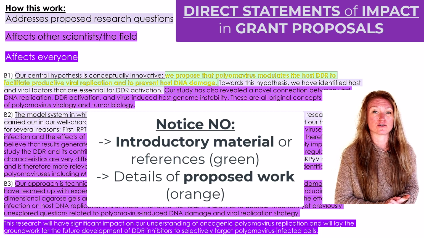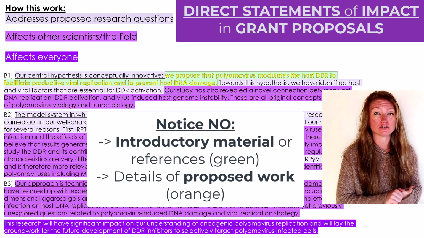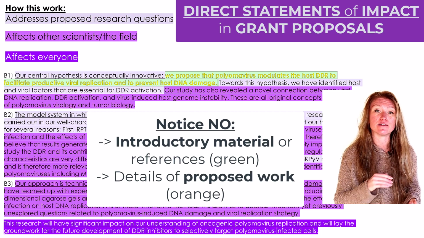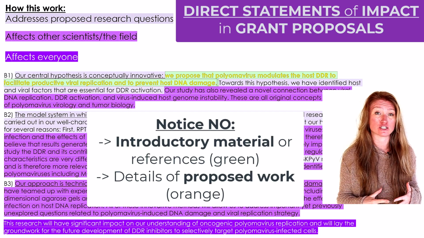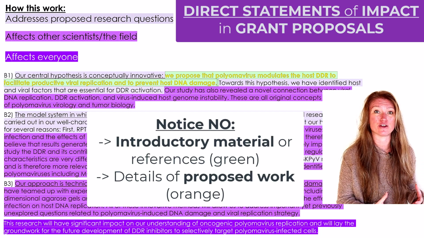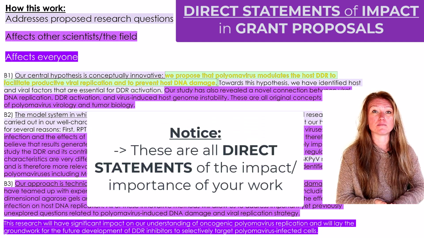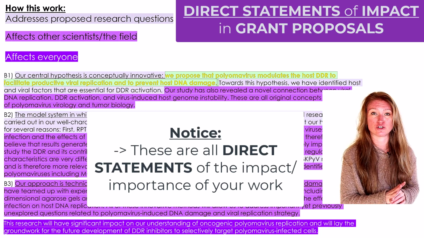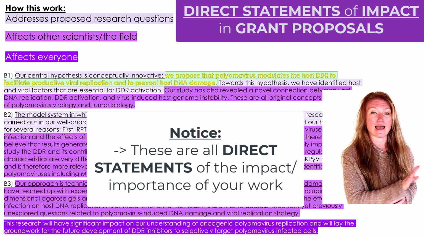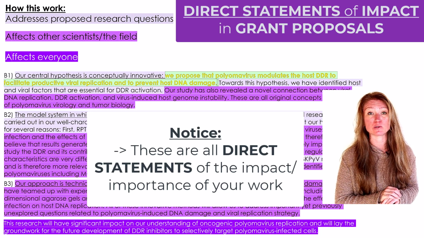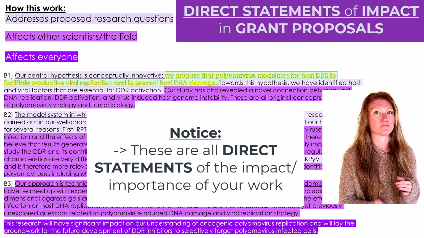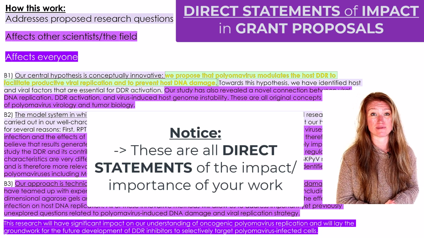The impact section of your grant should have no introductory material, none at all. If you need introductory material in this section for it to make sense, you need to move that to the introduction. You should put that there. This section of your grant proposal is solely designed for making direct statements of the importance and impact of your work. So we're going to keep it to direct statements. Everything else should have already been set up in the introduction. The gaps should already be in the introduction of your grant proposal. And then when you get to this section, it's going to be as easy as making these direct statements.